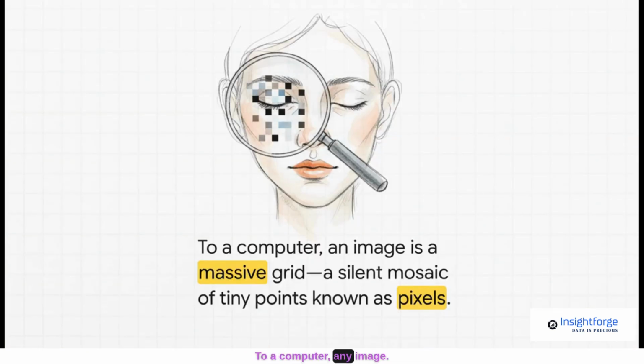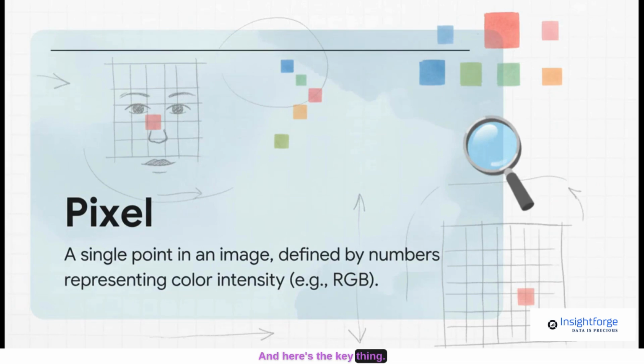To a computer, any image, I don't care if it's a photo of your dog, a beautiful sunset, or your own face, it's nothing more than a structured mosaic. Just imagine a giant silent canvas, where every single tile is just one single point of light. That's what a computer's looking at. And here's the key thing. To a computer, a pixel isn't a color, it's just a set of instructions.